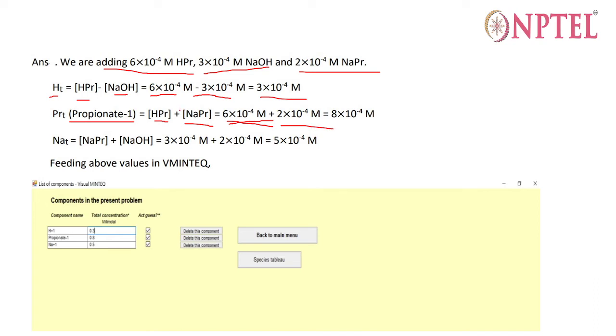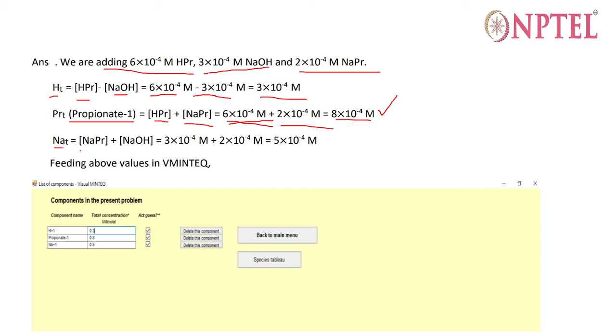Then again from 1 NaPr, I'm getting one propionate. So it's nothing but 2 into 10 to the power minus 4 molar. So that much concentration of propionate will be present there. So just add up, I'll get 8 into 10 to the power minus 4 molar.